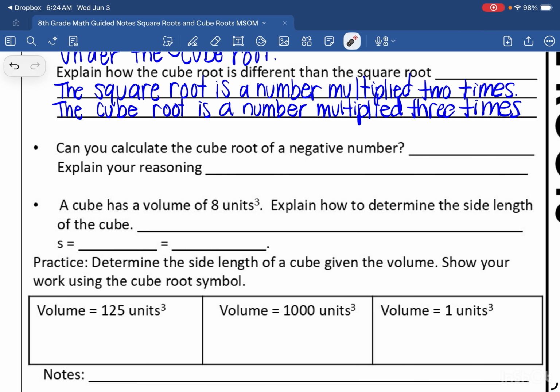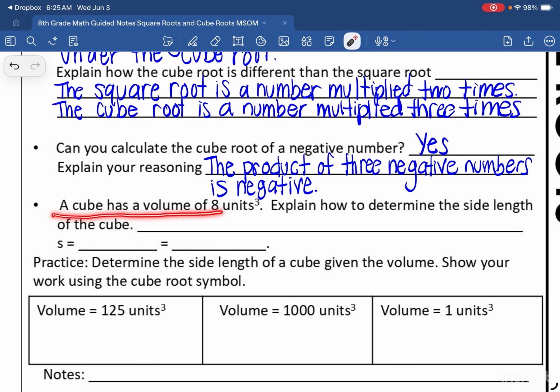Well, if we think about this, if I multiply a positive number by itself 3 times, that's going to give me a positive. If I multiply a negative number by itself 3 times, so I'll have a negative times a negative times a negative, that will give me a negative number. So I can get the cube root of a negative number.